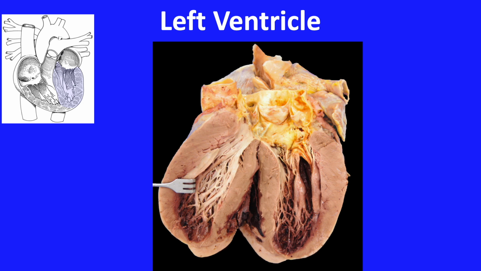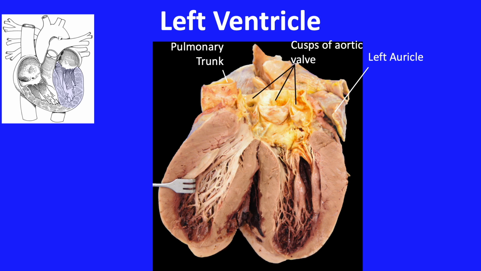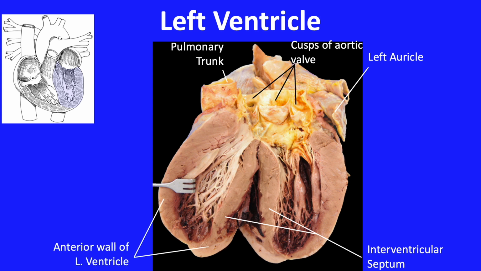Identifying structures with respect to relationships can be difficult at first, but let me label structures that should be familiar to you. The pulmonary trunk and the left auricle should be readily identified. The aorta is also present, but it was cut open and now its cusps are evident. The interventricular septum was also sliced, so it appears as two halves. The anterior wall of the ventricle is now reflected to the left side of the image.